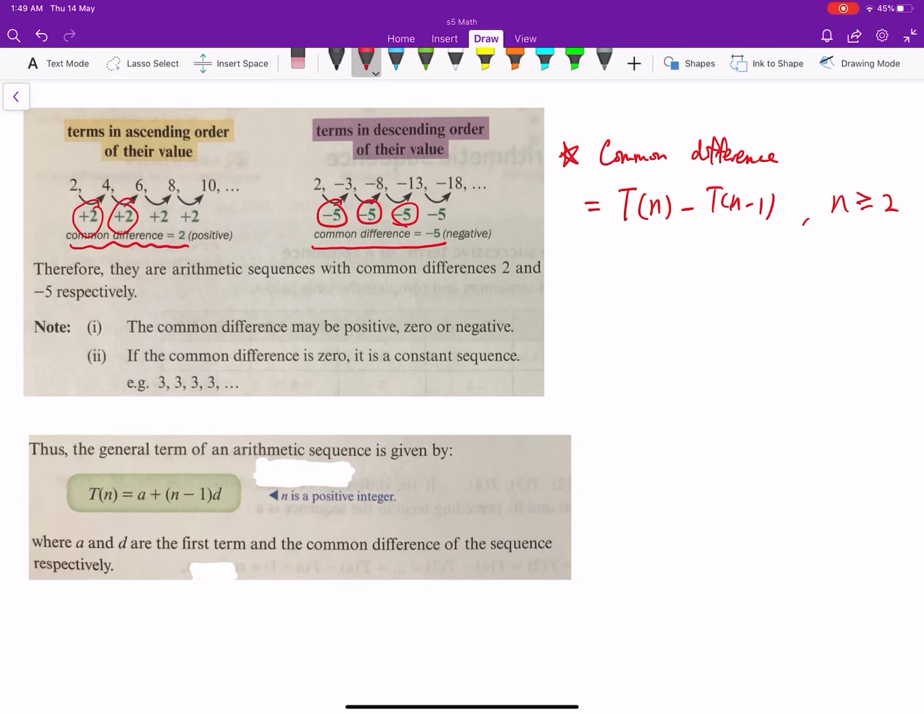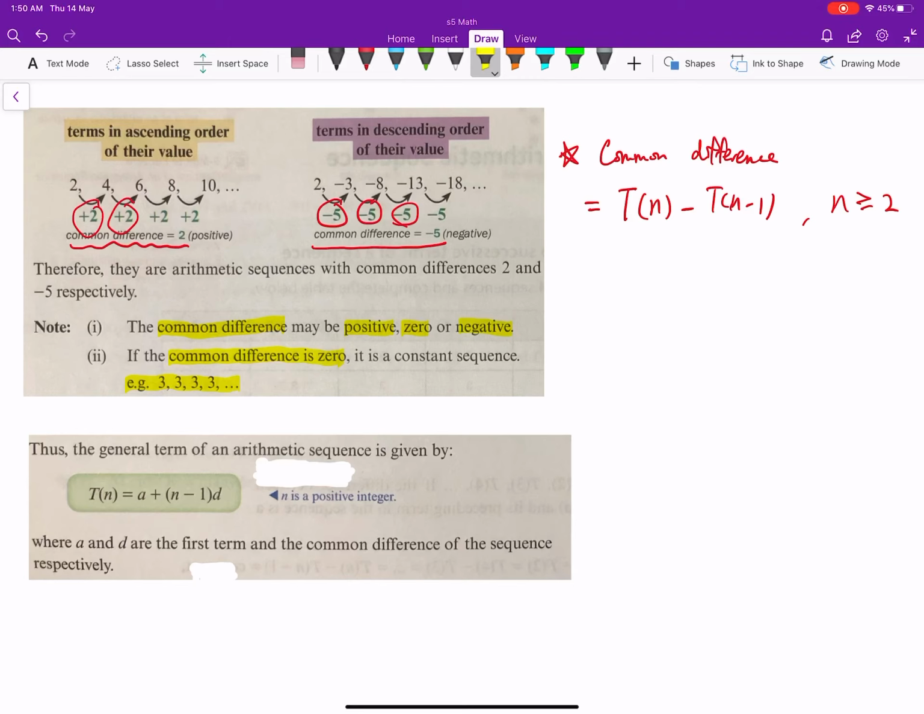So here we get 2 notes. The common difference can be positive, 0, and negative. You can imagine that if it is 0, then it is actually a constant sequence, like the one mentioned in the second example. The common difference is 0. Because you add 0 to get the next term, and then add 0 again, they will be the same number all the time.